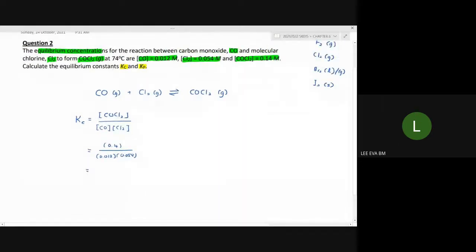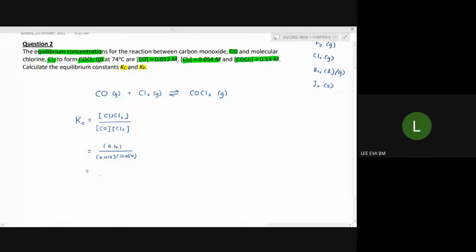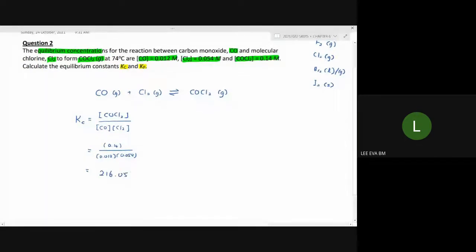Okay, is anyone getting the values of KC? 216.049. Sama. 0.49. Okay, very good. So 216.05, yeah? Is there any unit? No. No unit. Well done. Okay, so KP, how do you calculate KP?